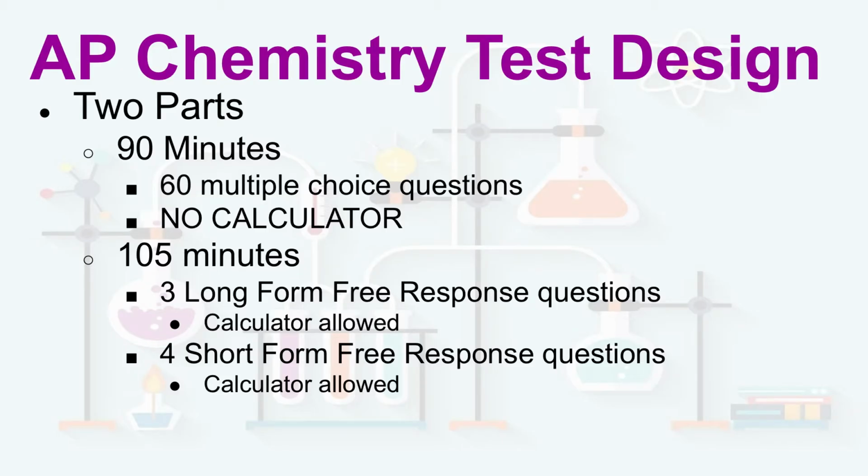So first off the bat, the way the AP Chemistry test is designed, it's two parts. The first 90 minutes is 60 multiple choice questions. On this, no calculator is allowed. The second part is 105 minutes and there are 3 long form free response questions where calculators are allowed, and 4 short form free response questions where calculators are allowed as well. It is my hope that every student who is enrolled in my class will take the test in the spring.